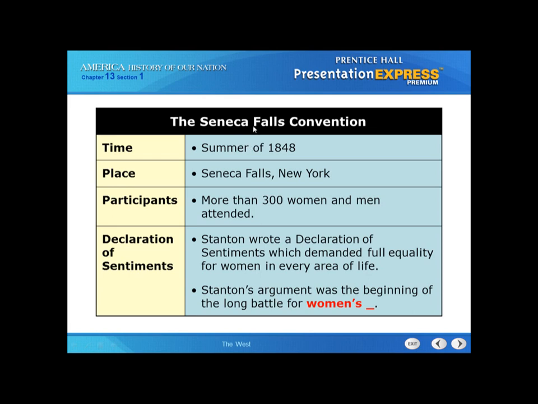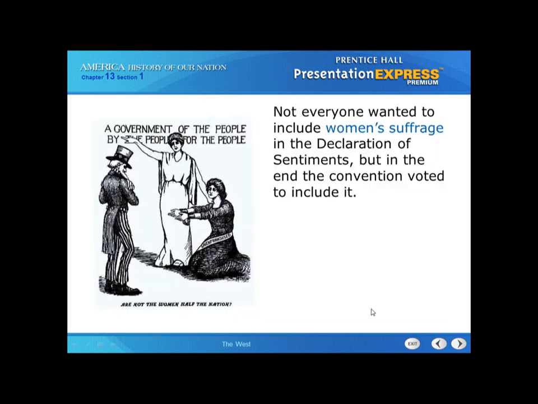This is going to be called the Seneca Falls Convention. It's held in 1848 in New York. More than 300 women and men attended. Here, Stanton wrote a declaration of sentiments which demanded full equality for women in every area of life. Stanton's argument was the beginning of the long battle for women's suffrage. Not everyone wanted to include women's suffrage in the Declaration of Sentiments, but in the end, the convention voted to include it.